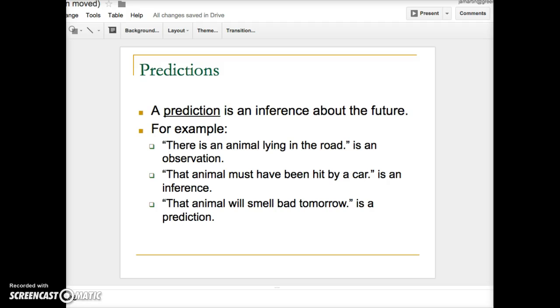We don't know what happened to the animal. We're just guessing that it had been hit by a car. And the last statement, that animal will smell bad tomorrow. That's a prediction. That's an inference about the future. We don't know that it's going to smell bad tomorrow, but we're inferring that it will, because based on what we know, when animals are dead and they lie on the ground, they start to smell the next day. That's why we would call it a prediction.